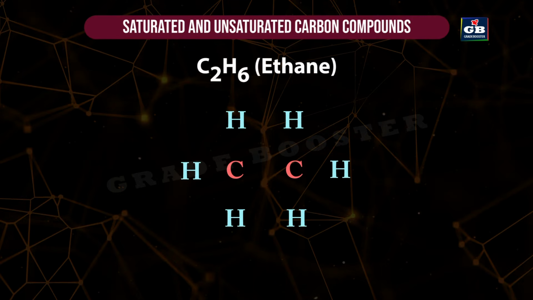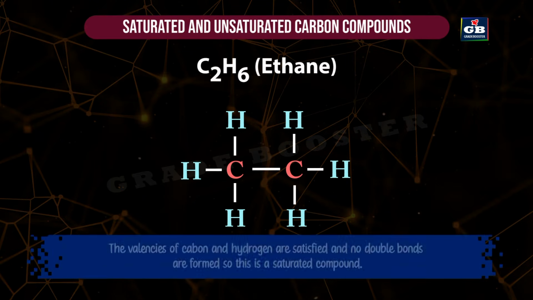First link carbon with carbon using a single bond. Then link 3 hydrogens with 1 carbon and 3 with the other. The valency of carbon and hydrogen are satisfied and no double bonds are formed. So, this is a saturated compound.